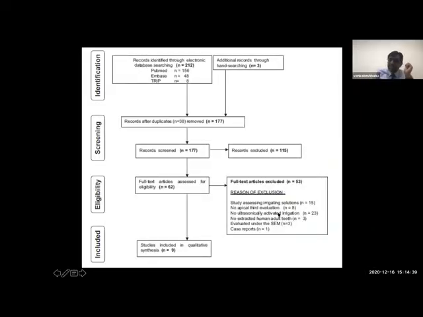Again, another way is to mention your reasons in your flowchart as well. This also can be done. See, these are all the reasons for exclusion.